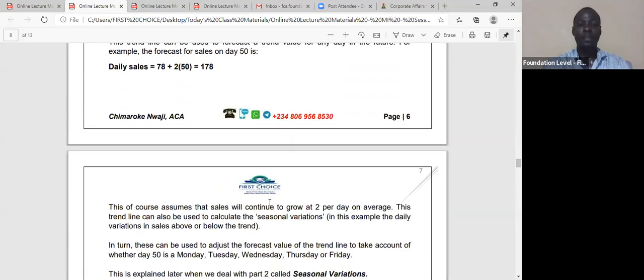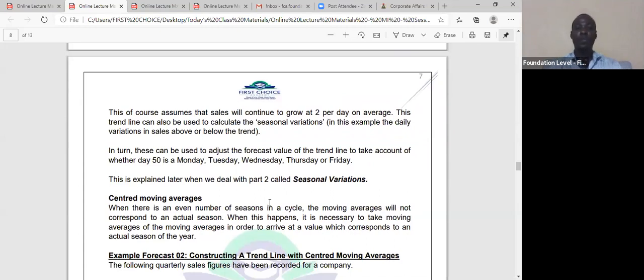All right. This, of course, assumes that the sales will continue to grow at 2 naira per day on average. Now, this trend line can also be used to calculate the seasonal variations. In this example, we look at the daily variations in sales above or below the trend line. We'll turn to that later. In turn, this can be used to adjust the forecast value of the trend line to take account of whether day 50 is a Monday, Tuesday, Wednesday, Thursday, or Friday. So we'll do that when we talk about part 2, called the seasonal variations.